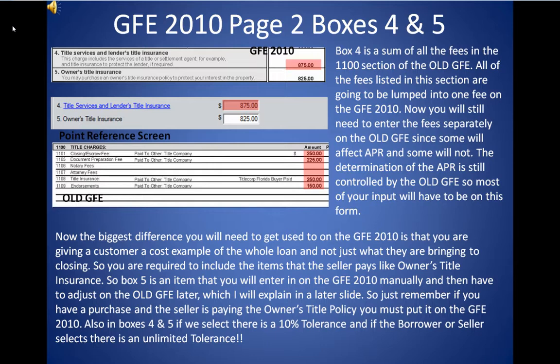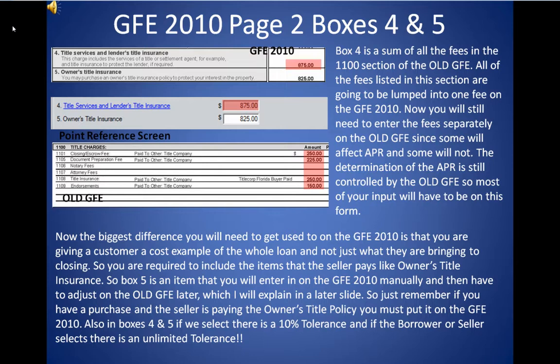Now, box 5, that's your owner's title insurance. In certain states, in certain counties, every contract is different. A lot of times on purchases, the seller will pay the owner's title insurance. In this new Good Faith, you have to enter that in this section under box 5. That is the owner's title insurance. If you're doing a refi and the title insurance that you enter into line 1108 on the old Good Faith, you don't have to enter it into box 5. That is only if there's an additional owner's title policy that is being purchased by someone else.